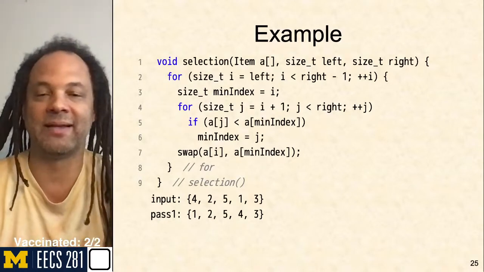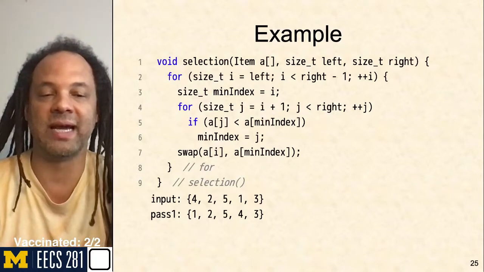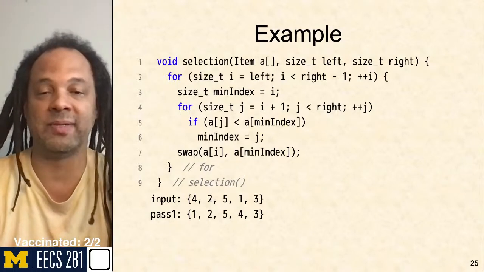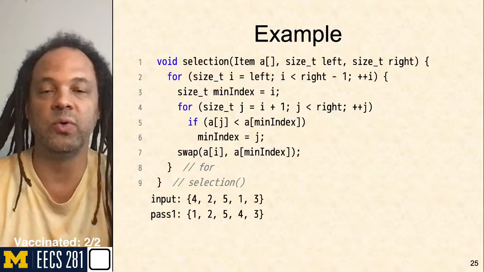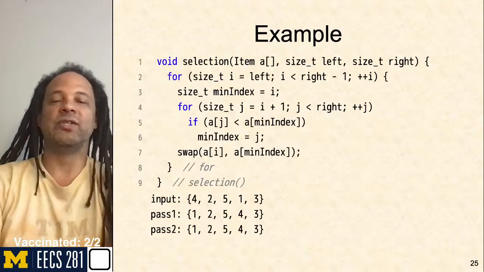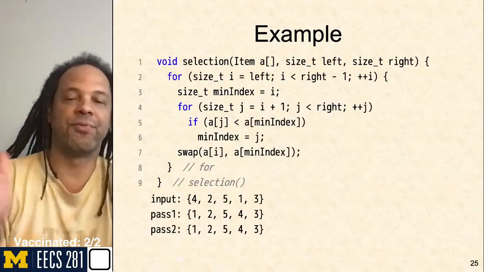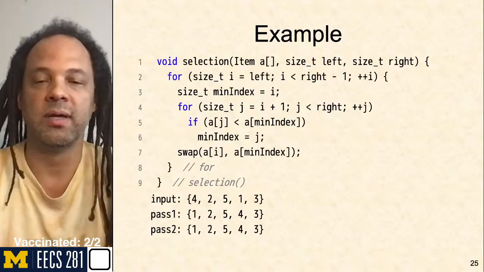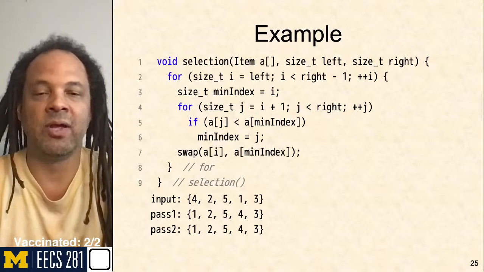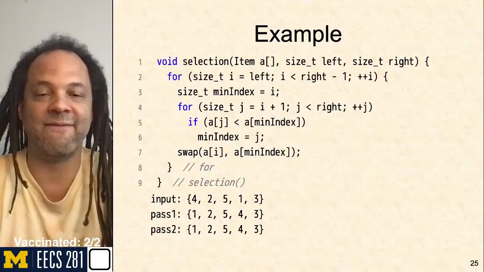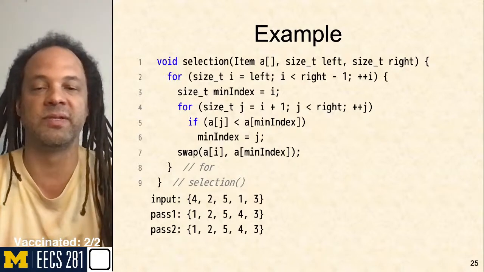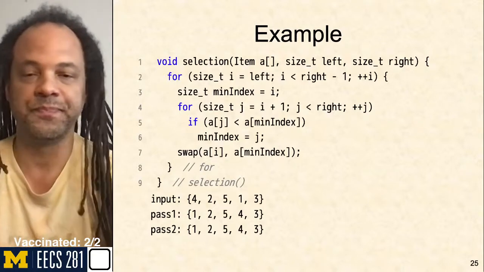I'm trying to swap that second smallest item into the second position, and the second smallest item is already in the second position. So the swap happens anyways. We do a swap from 2 to 2. After the second pass, the algorithm knows that 1 and 2 are completely sorted, and the remaining 3 items still need work. So my third pass, I'm going to go through the remaining 3 items, 5, 4, and 3, find the smallest one, that's 3, swap it into the third position with the 5.